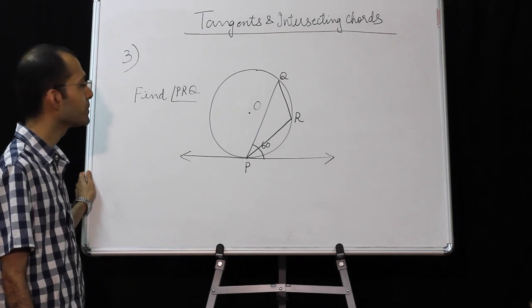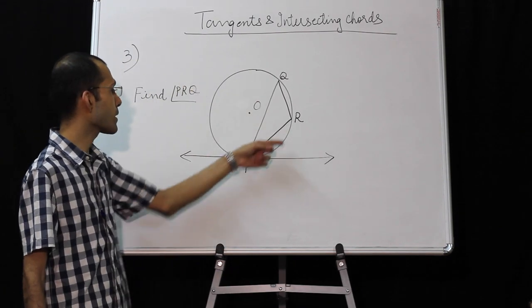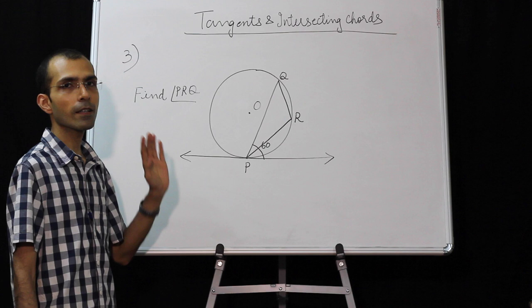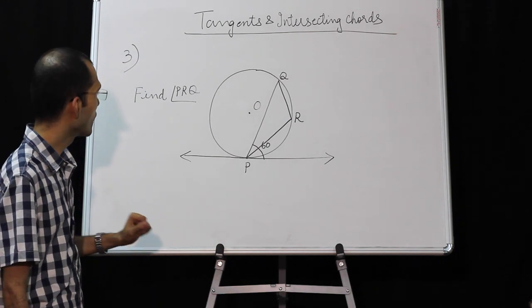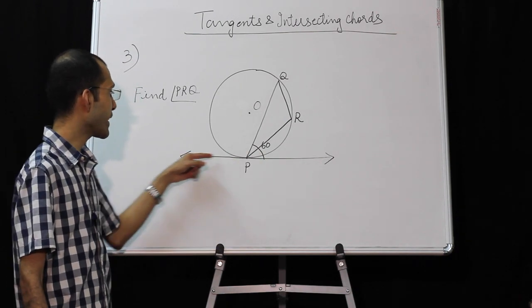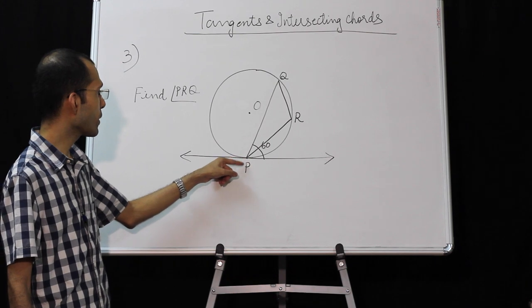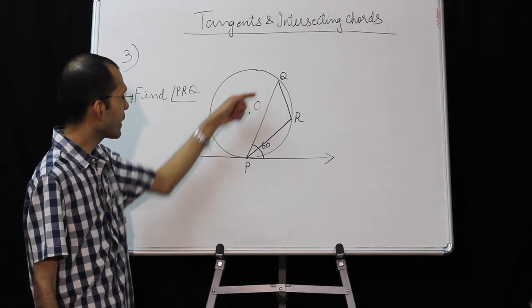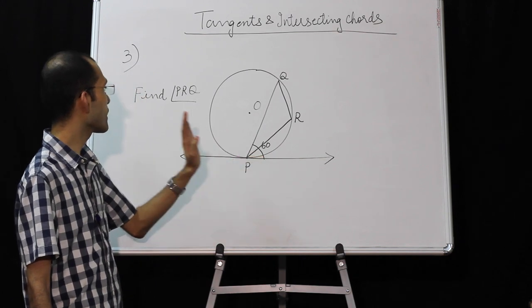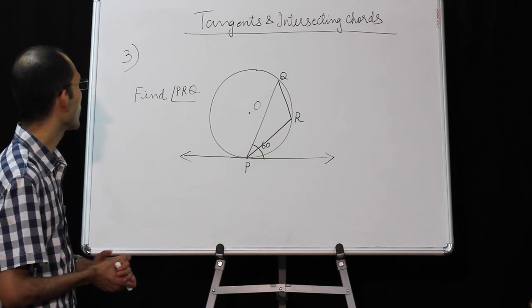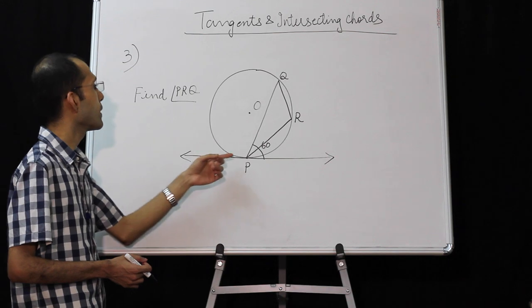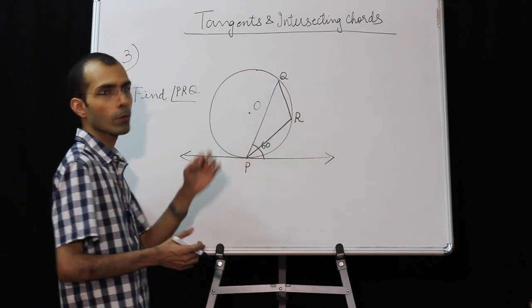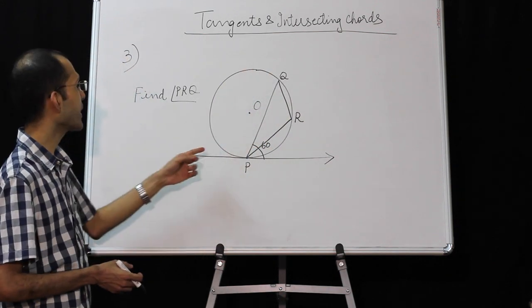Question 3. Given a circle with center O, there is a tangent and the point of contact is P. Is the data clear? And this angle marked is 60 degrees. We need to find angle PRQ. We need to find angle PRQ.